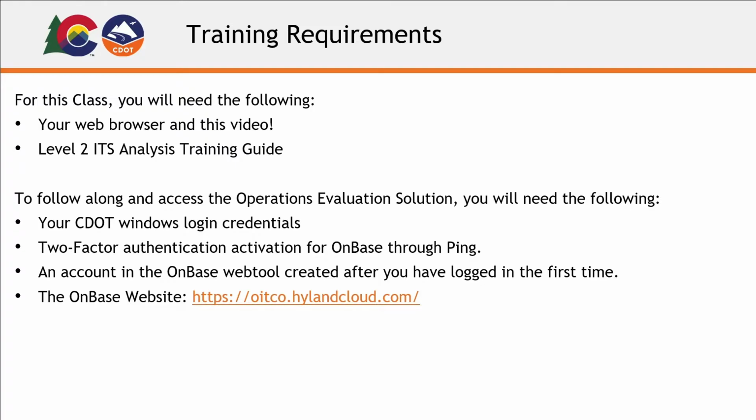To follow along and access the Operations Evaluation solution, you will need the following: your Windows login credentials, your two-factor authentication activation for OnBase through Ping, an account in the OnBase web tool created after you have logged in for the first time, and the OnBase website seen here. This training video assumes you have watched the basic overview and login video. If you need help logging in, please stop this video and watch the login video before you proceed.